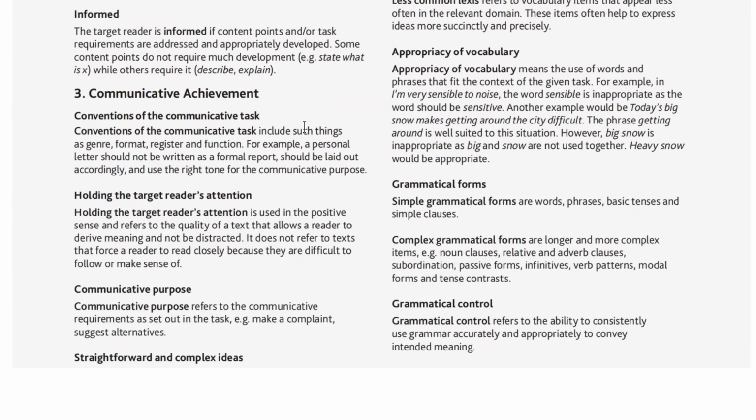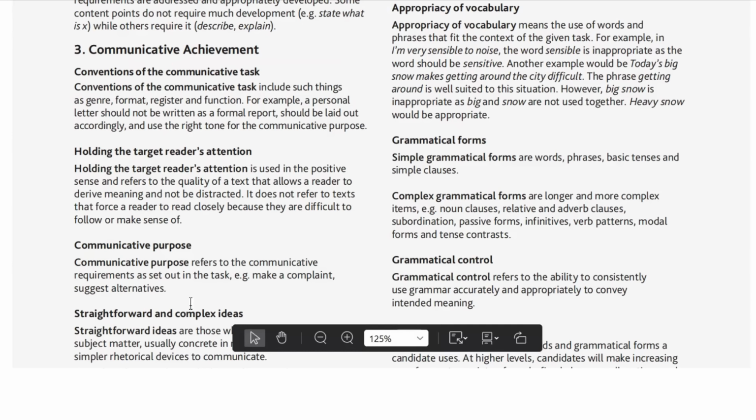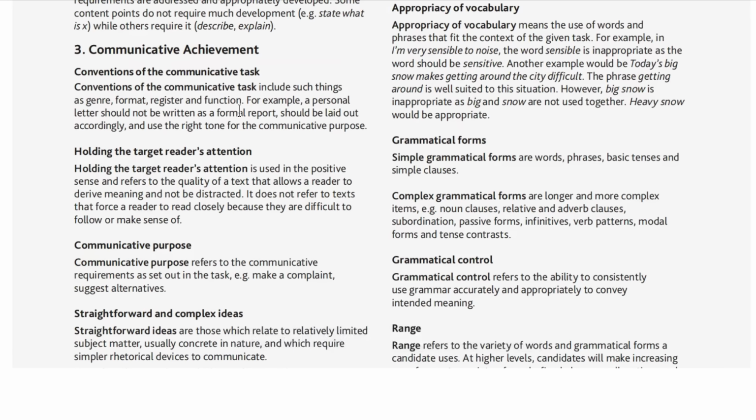Now the next part here is communicative achievement. There's quite a lot here for each different element under this. Let's have a look and see what we have to look at. So the first part here, convention of the communicative task, includes such things as genre, format, register, and function. For example, a personal letter should not be written as a formal report, should be laid out accordingly and use the right tone for the communicative purpose. So in other words, we've been asked to write a report. Have we written a report? Have we provided the format of a report? The register of a report, etc. And again, I would say that we have done that.